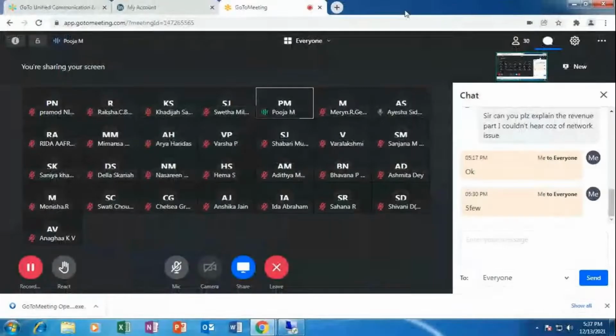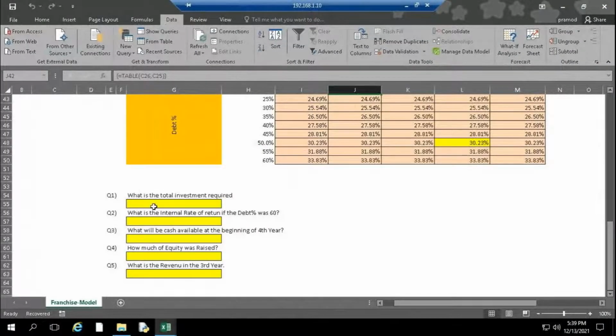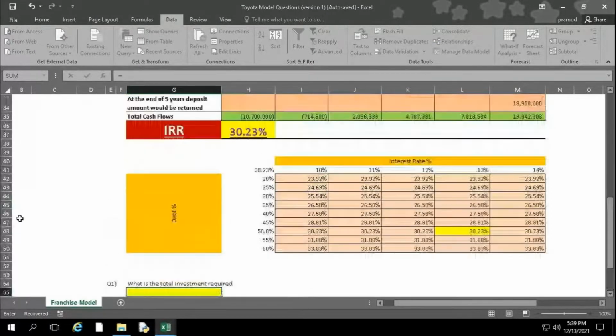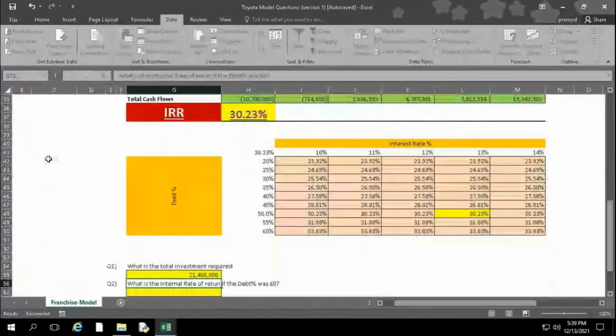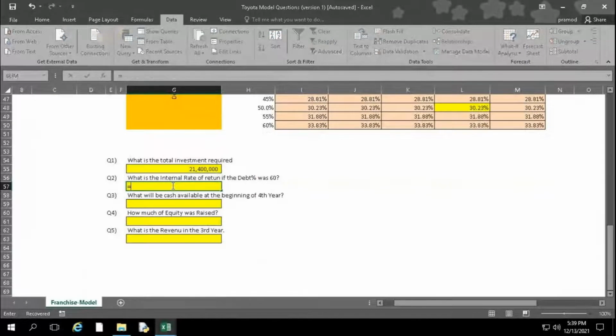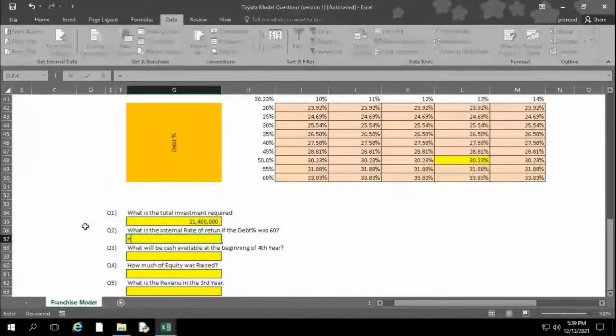So shall I tell the answer, sir? Yeah. For the first question, total investment required was 21 lakhs 40,000. Correct. For internal rate of return, if debt was 60 percent, it is 31.95%. And cash available at the beginning of fourth year, not 7 lakh, 78 lakh 13,534.